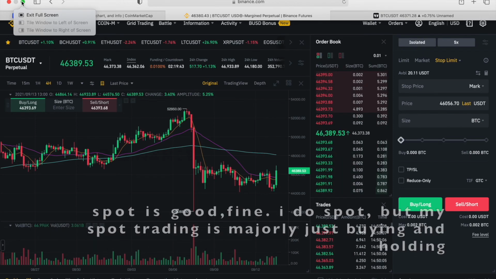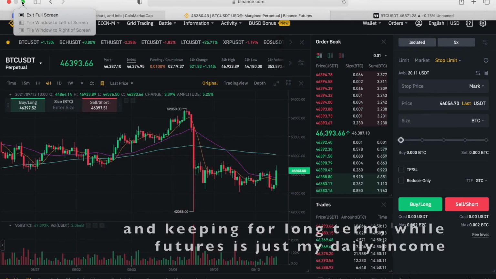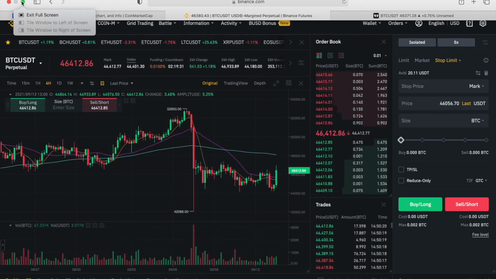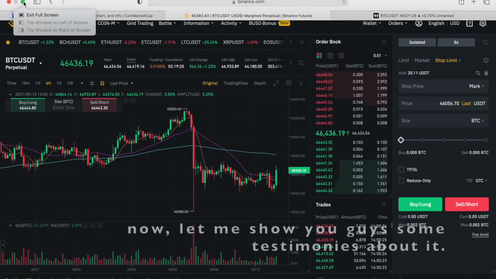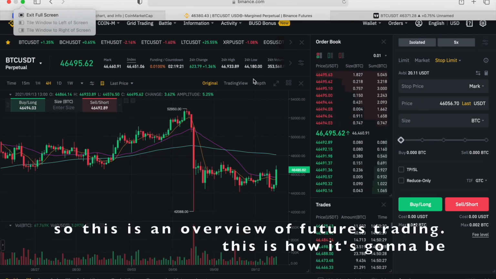Spot trading is good, fine. I do spot, but my spot trading is majorly just buying and holding for a long time. Trading futures is my daily income. So that's how it is. Futures is something everyone should consider and trade on. Now let me show you some testimonies about it. This is an overview of futures trading, and this is how it's going to be if you place a trade.